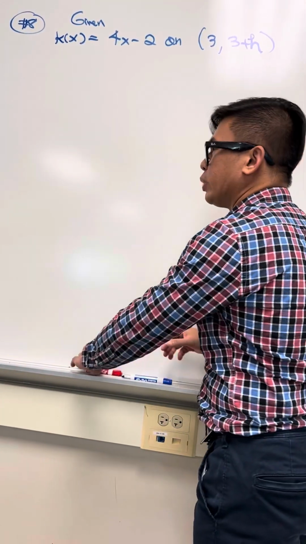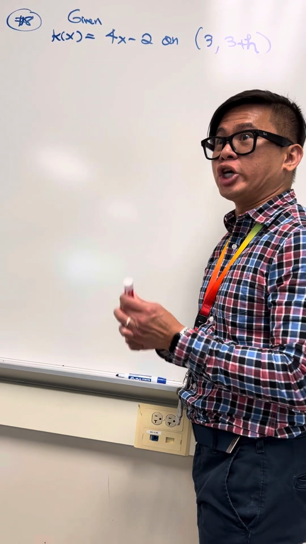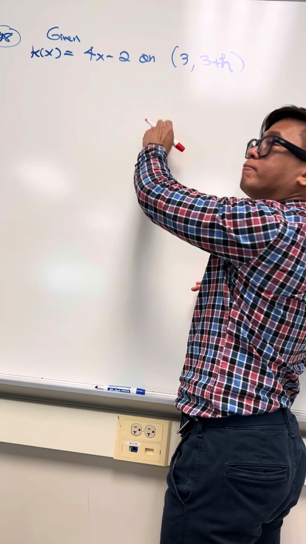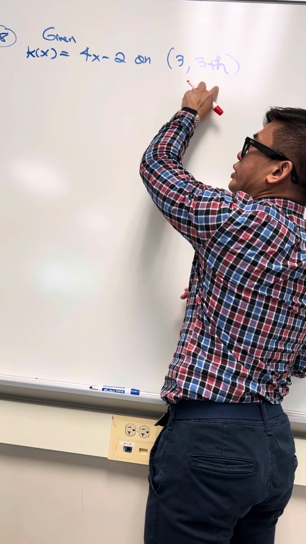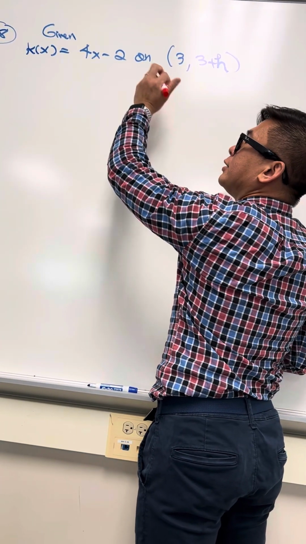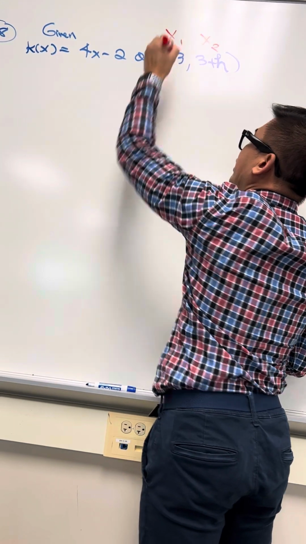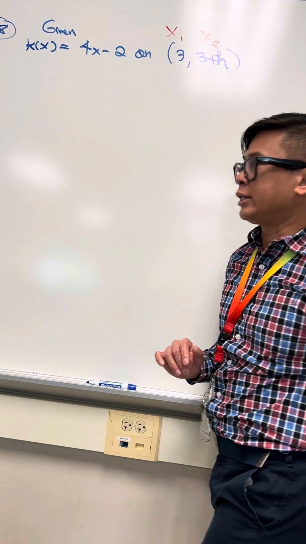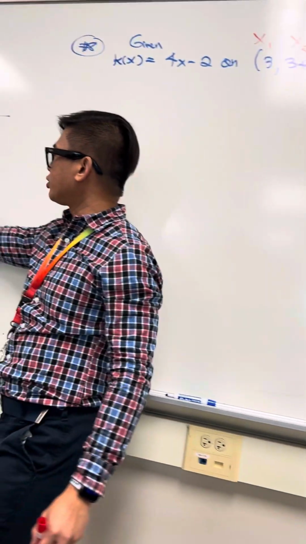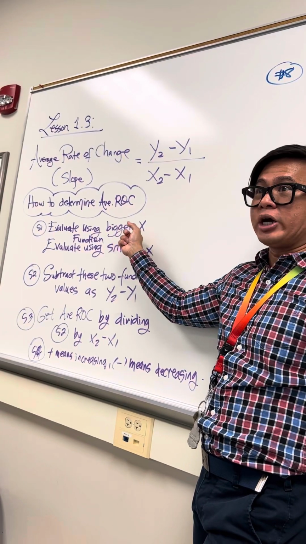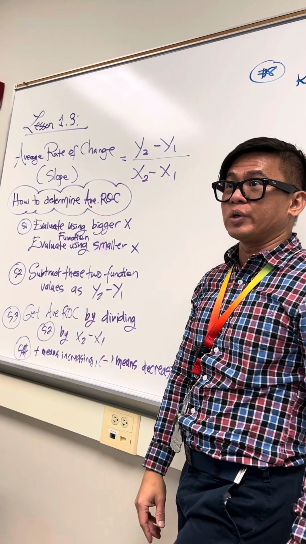So in this case, which one is the smaller x and which one is the bigger x? Between these two, which one is the bigger, which one is the smaller? All right, the one on the right is the bigger, and the one on the left is the smaller. Very good. So once again, we say in here, how to determine average rate of change. It says, evaluate using the bigger x and the smaller x, respectively.